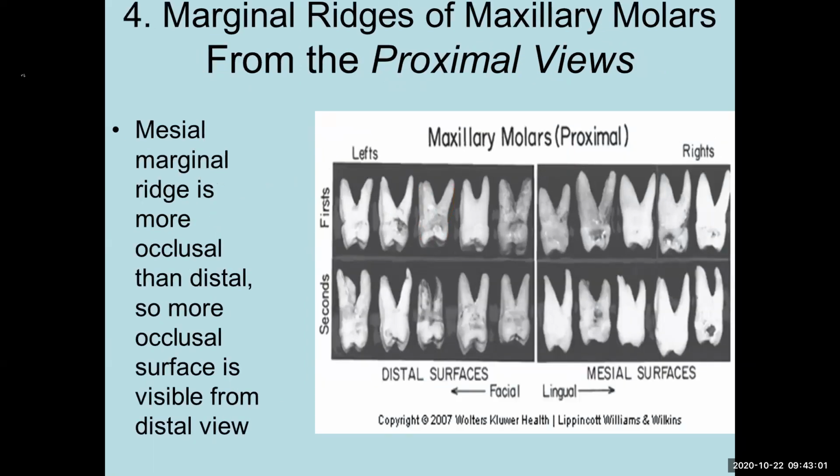The mesial marginal ridge is more occlusal than the distal. So more of the occlusal surface is visible from the distal. So again, we are looking at, this is the distal. It's more occlusal than the mesial. It's shorter. The distal is shorter.